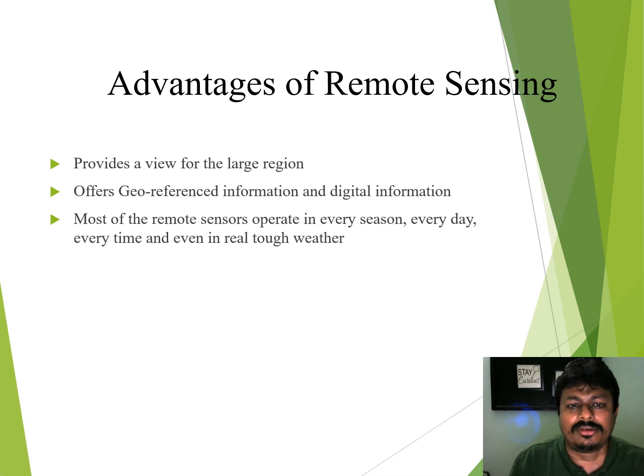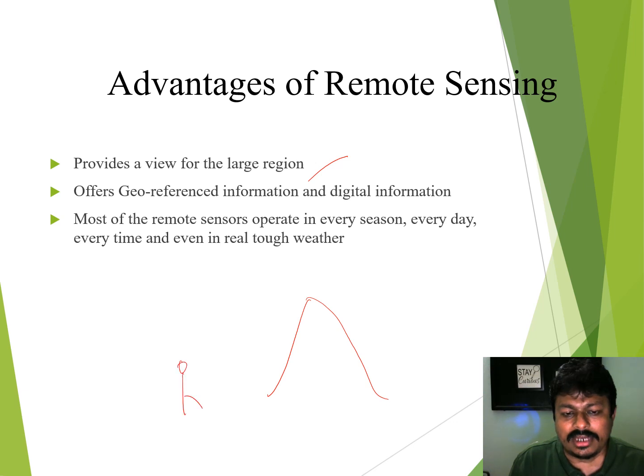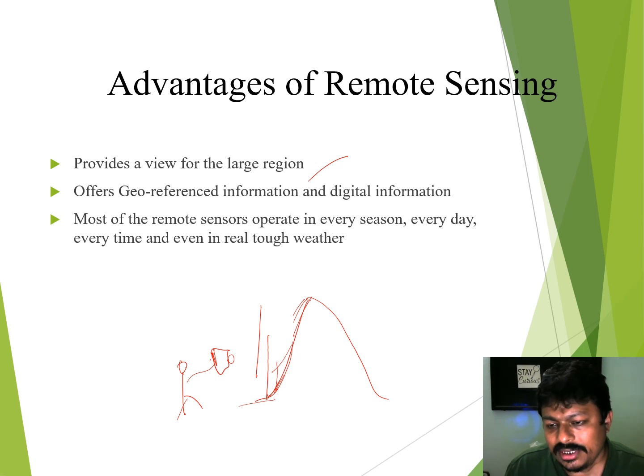So what are the advantages of remote sensing? It's a view of a large region, right? If you just use your camera from the land, suppose this is the hill and you are standing here using a camera in your hand, you can capture only this side of the hill, and that also, the region nearer to you will be clear, but the regions far away from you will be fuzzy because of the distance from your camera, right? But if I place a camera at a remote location above the hill, then this entire hill can be captured through this camera.